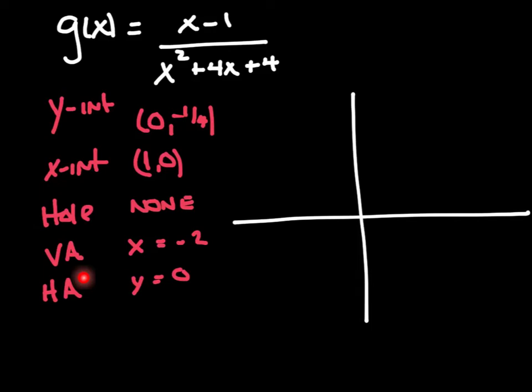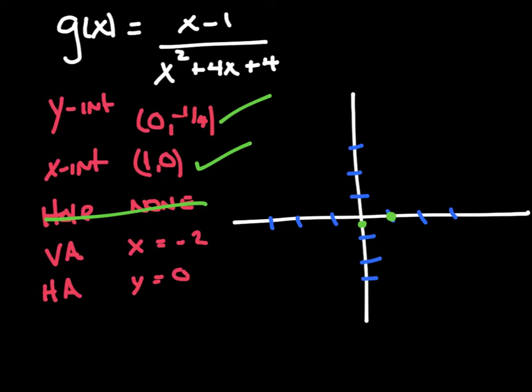All right, so what I want you to do is get at least a couple tick marks on. Let's go 3 in each direction. And we'll graph this puppy. The first thing I know for sure is that I have a y-intercept at (0, negative 1/4). So let's check that off and plot that point. I have an x-intercept at (1, 0). Plot that point. No holes, that's fantastic.